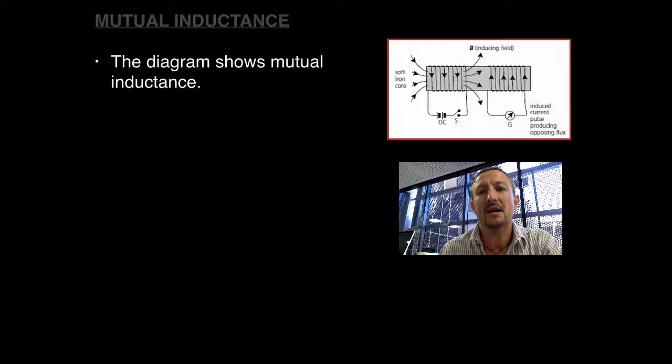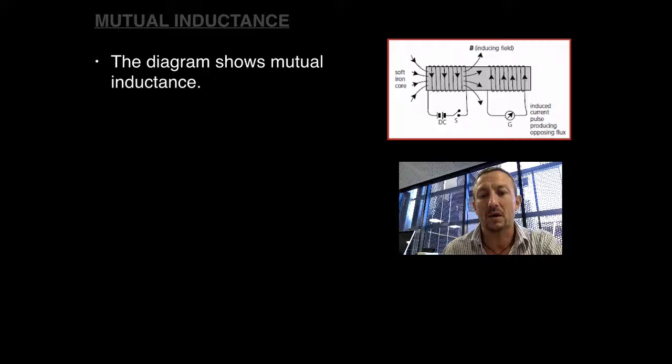Now you can see an example of mutual inductance in the diagram on the right hand side here. We've got two coils. One coil is attached to a DC supply with a switch S and one coil is attached to a galvanometer. The galvanometer basically will indicate whether there is current flowing through a coil, and as a result the needle will shift due to the electromagnetism which is generated.